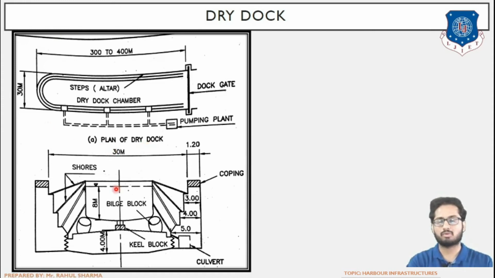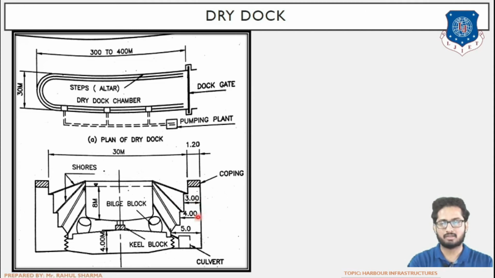Now let us talk about the front view elevation. First of all, this is the width, that is the 30 meter width which we have already seen. Next is 1.20 is the top width of this coping portion, that is the platform on which movement will be done. Coping is basically provided to stop the seepage of water. So this topmost portion coping is provided to make sure that there is no seepage of water inside.